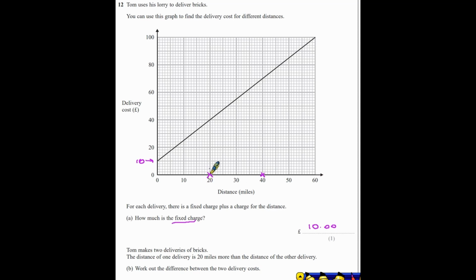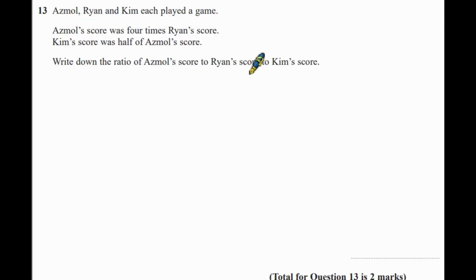If we read the 2 prices of these deliveries, we can see that one lands here and is therefore £40 for 20 miles, whereas for 40 miles the graph takes us up to here, and if we read across this line we are at £70. So the distance 20 miles £40, 40 miles £70. The difference between the 2 prices is our answer. It is £30.